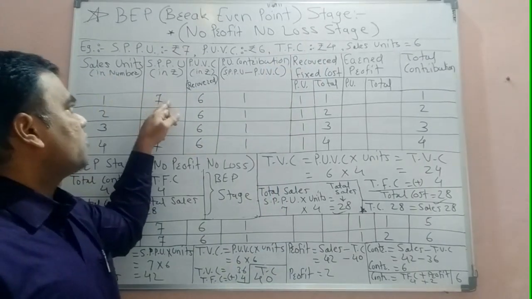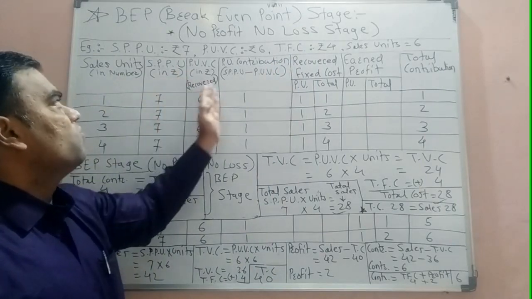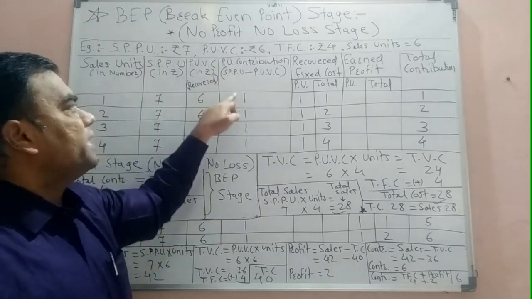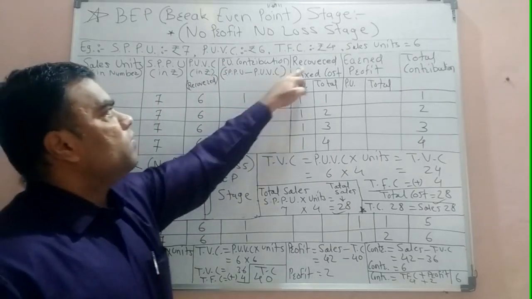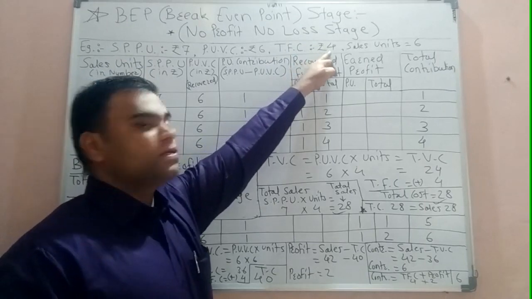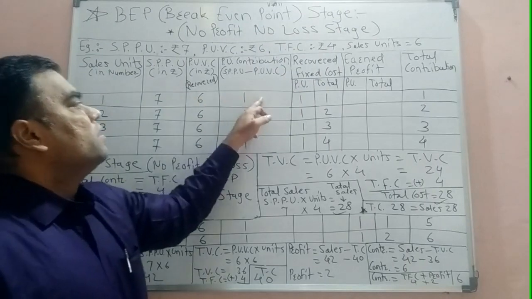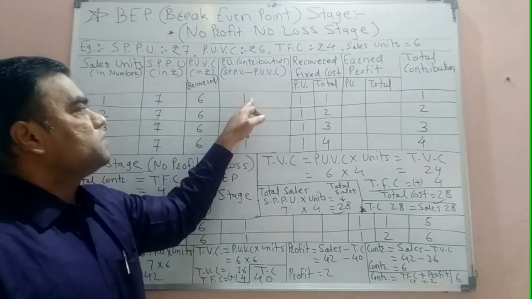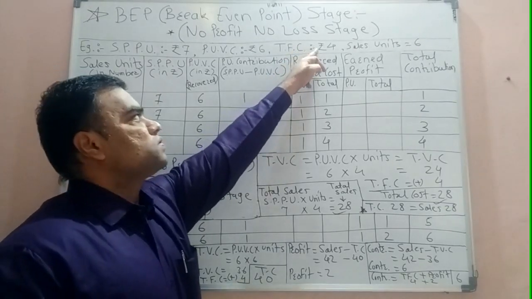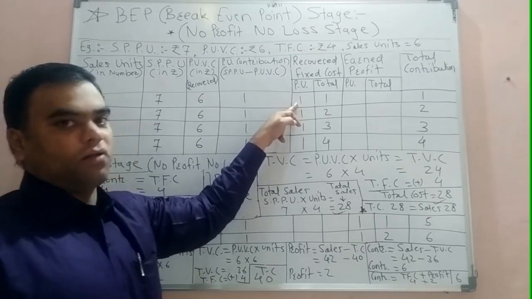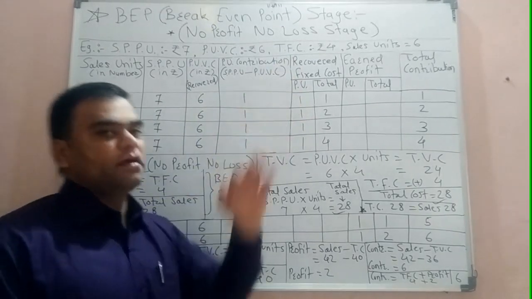If we sell one unit at rupees 7, per unit variable cost 6 will get immediately recovered. 7 less 6, 1 rupee will remain. That 1 rupee is per unit contribution, and it will be utilized to recover our total fixed cost, which is rupees 4. Out of the total fixed cost of rupees 4, when we sell one unit, rupee 1 will get recovered.